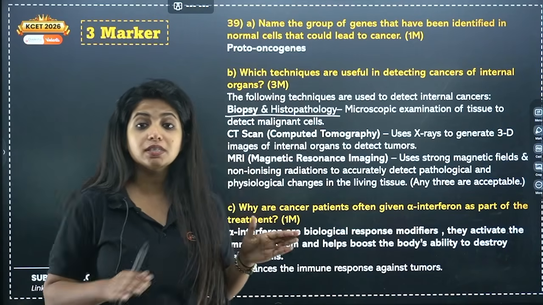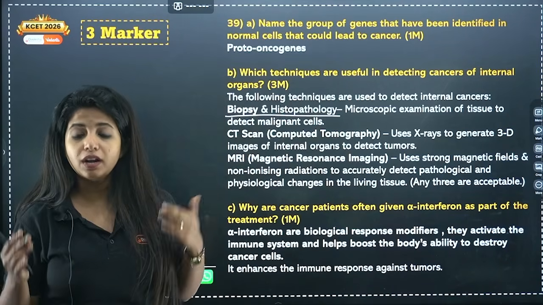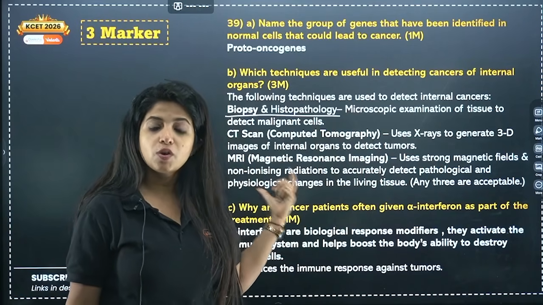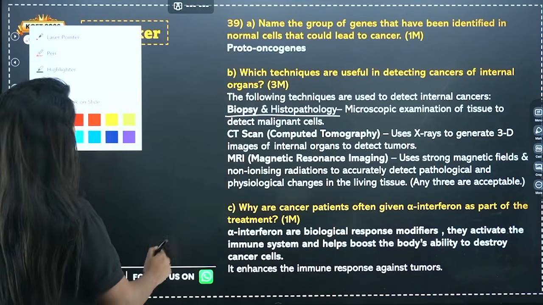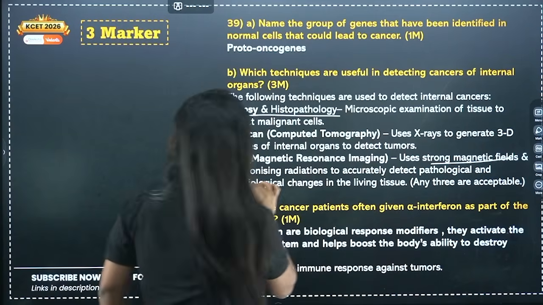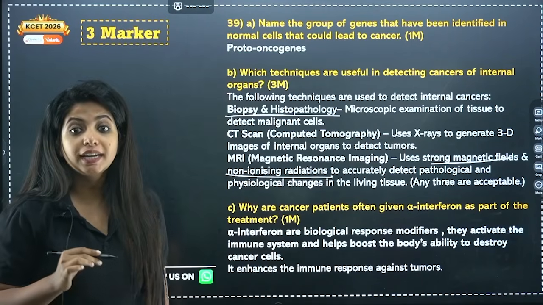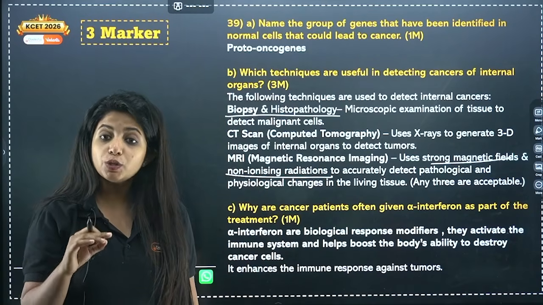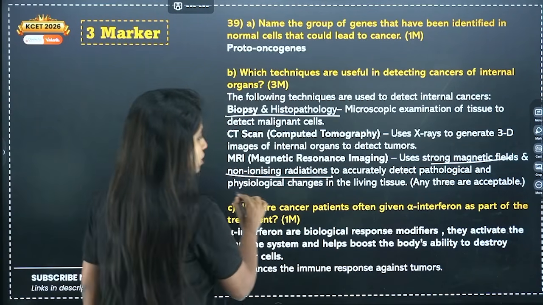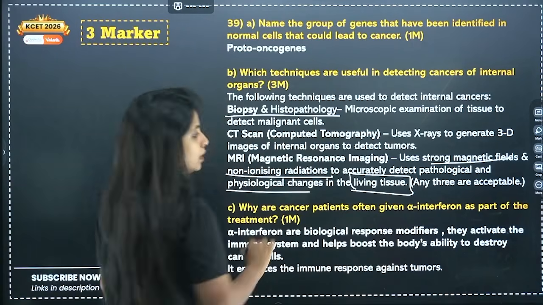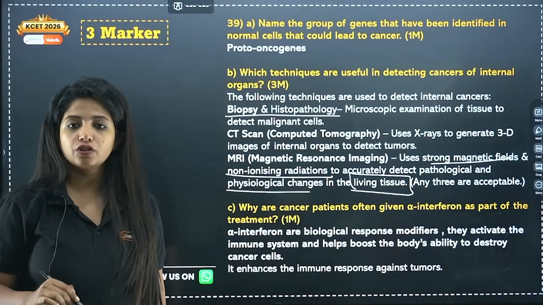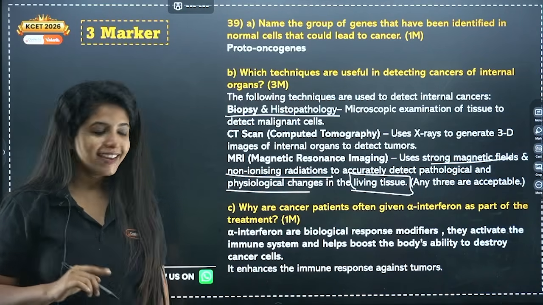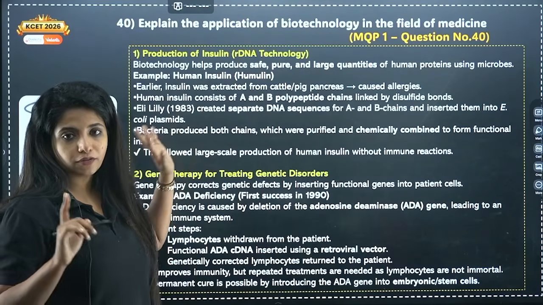Now we have MRI, which is considered to be comparatively safer. Why? Because over here you are using strong magnetic fields and also non-ionizing radiation, my dear children. So here no X-rays are there, and it is specifically for finding physiological changes in the living tissue. So that is one very, very important thing about it. Okay. Now these are the few things, and radiography is also one thing.